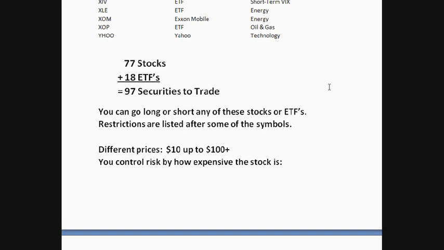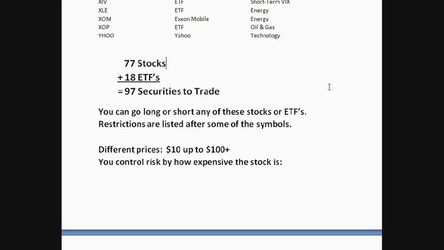So we have 77 stocks that you can trade currently. We've got 18 ETFs for a total of 97 securities that you can trade, either long or short. And I've gone over the restrictions on some of those stocks. Please pay special attention to those. And there's one other critical thing I want to tell you about this. You're going to be trading 100 shares of whatever stock or ETF that you trade.